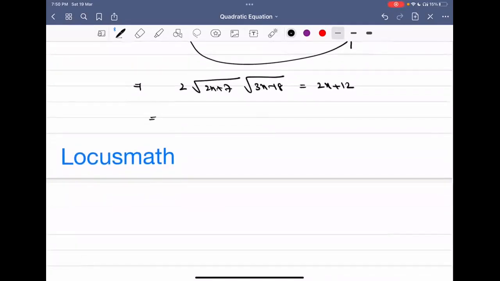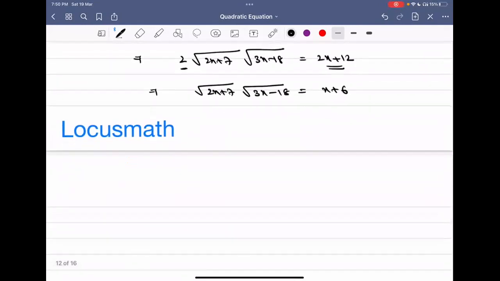So this is equals to, here 2 take out common and cancel with these 2. Then what you get? Under root 2x plus 7 into under root 3x minus 18 is equal to x plus 6. Now again square on both sides, to remove these radical signs. Again, if you square on both sides, then what you get?